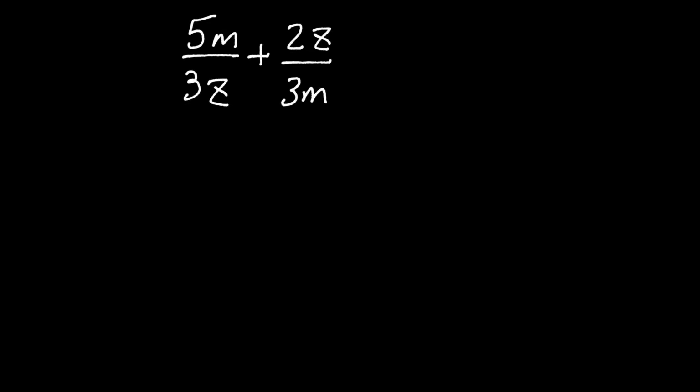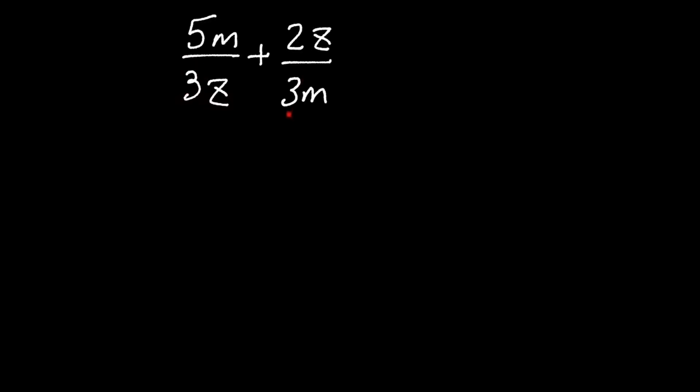Let's say we have these rational expressions, 5m over 3z plus 2z over 3m. And right now, they do not have common denominators. They have a common part to their denominator. They both have their denominators with a 3 in them, but the variables are different. So our goal is going to be to figure out how can we get the denominators to be the same. And it's all going to come down in this example to the variables.